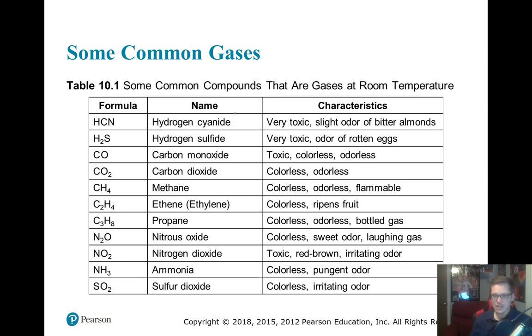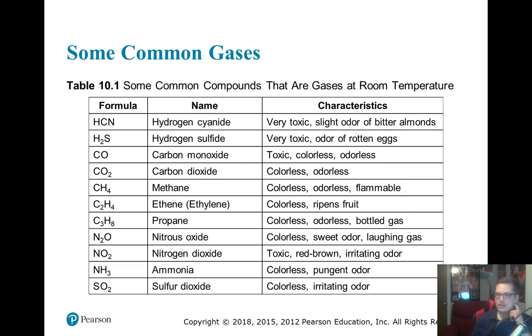Here are some common gases that are hanging around. You've got hydrogen cyanide, super toxic. It kind of smells like bitter almonds, or so they say. I don't know exactly what bitter almonds smell like, but supposedly that's what it smells like. Very bad stuff. Do not smell this stuff on purpose. It's bad for you. And then hydrogen sulfide.